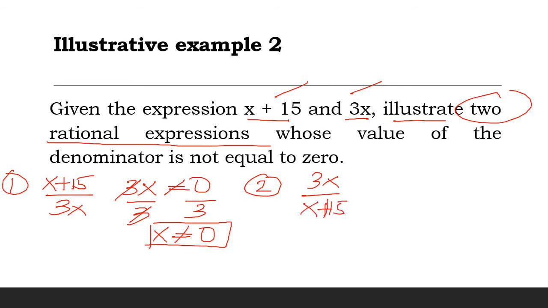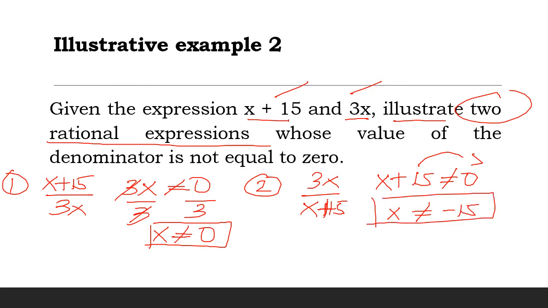I-equate natin sa not equal to 0 yung denominator. So, x plus 15 is not equal to 0. And then, para ma-isolate yung x, i-transpose natin yung positive 15. Magiging x is not equal to negative 15. Ito na yung final answer. Kailangan ang x natin sa pangalawang RAE ay hindi negative 15, so any integer except for negative 15 para hindi mag-0 yung ating denominator.